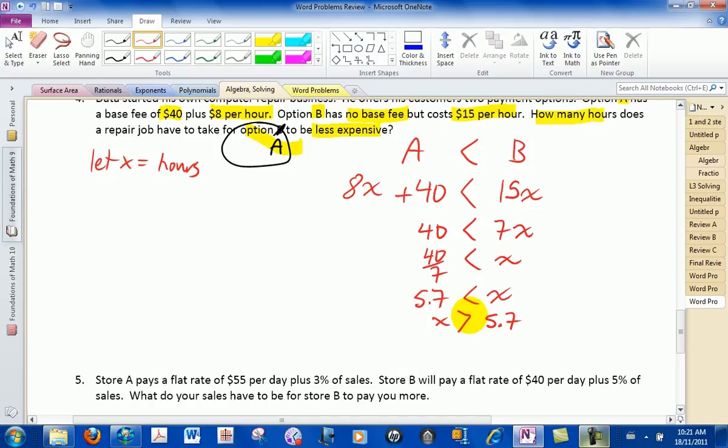All right. Who's got the sentence? Option A is less expensive.